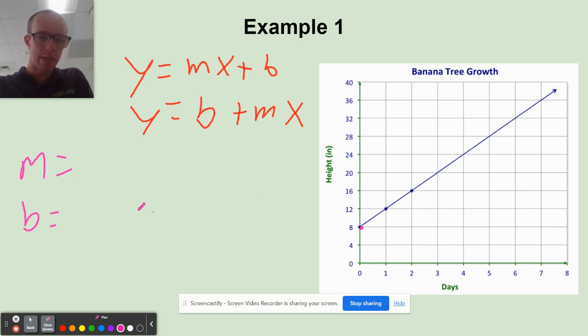Where did it begin? Sorry, not 4, 8, right here. So I can fill in an 8. That's just the y-intercept. Where do I cross this line right here? Where do I begin? Where do I start?